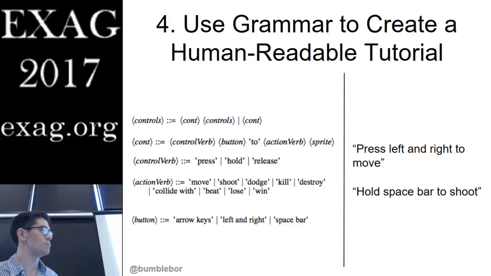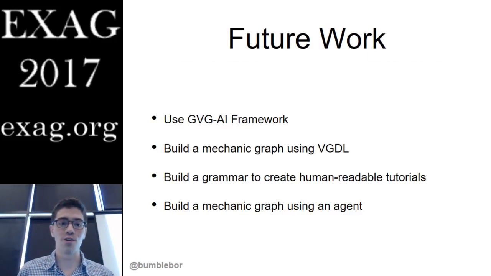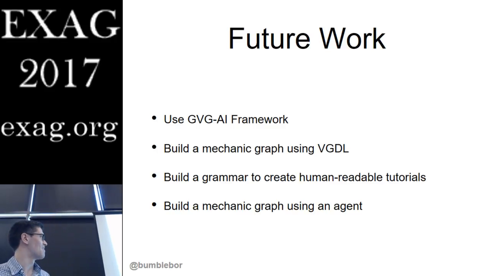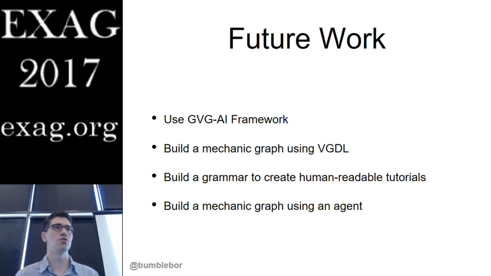And then from a grammar, you'd be able to build using these chains that we just created and other information that's contained within this graph. You'd be able to create an entire tutorial out of that. So we said future work that we'd want to use the GVG-AI framework. This contains a collection of games. I'm about to go into that a little bit later. And then we'd build a mechanic graph using the video game description language contained within each game inside of the GVG-AI framework. And then we'd build a grammar that would create human-readable tutorials based off of all that.